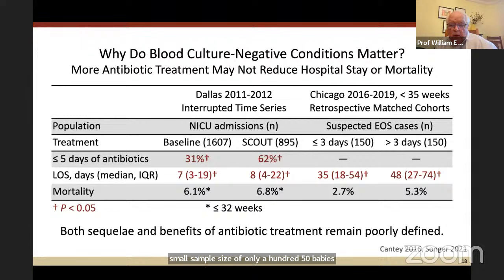So what we don't know from this is whether the longer duration of antibiotics led to the longer length of stay, or the fact that the baby was sicker, resulting in both the longer length of stay and the longer duration of antibiotics. This may be a correlation rather than a causal relationship. So both the sequelae and benefits of antibiotic treatment in this setting remain very poorly defined. And there's a rich opportunity for investigation available for any of our younger colleagues who might want to pursue this.